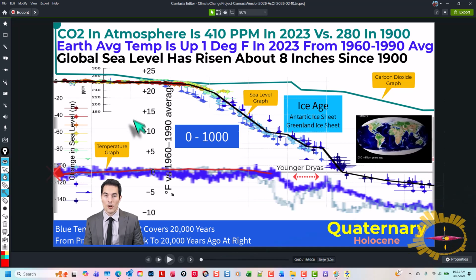This panel has 3 primary graph lines. One is this blue line here that covers the Earth's temperature history over this 20,000 year period. This line here is sea level covering the same period. And this line here covers the value of CO2 in the atmosphere.